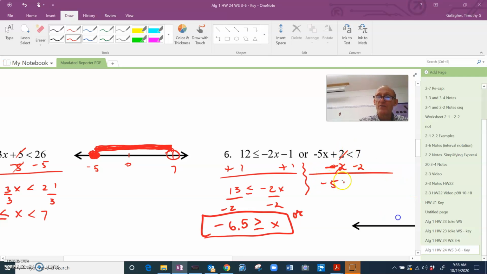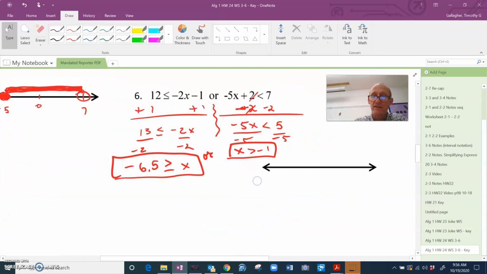And I get -5x less than 5. Divide by -5, divide by -5. And I get x is greater than -1. So let's read that inequality and get that thing graphed. Here's 0, -1 is here, and I can put -6.5 right about there.